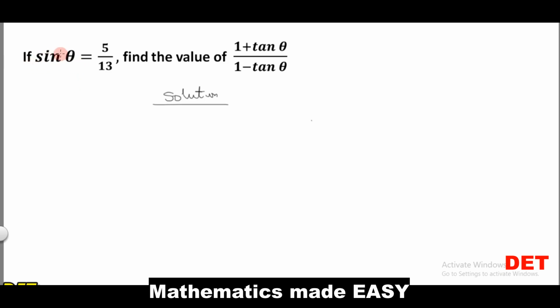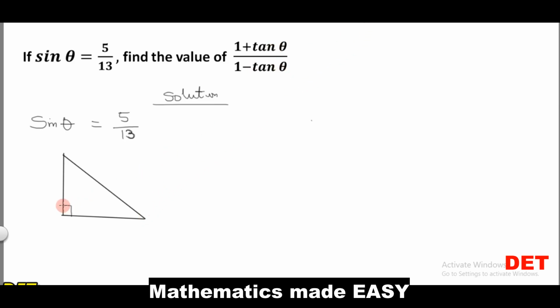Alright, so in solving this kind of question, the first thing I would want to do is to write out this sine theta. So I have that sine theta is equal to 5/13. Alright? So the next thing I would want to do is to draw out a right angle triangle. My right angle triangle is going to go like this, so that I can look for my tan theta.